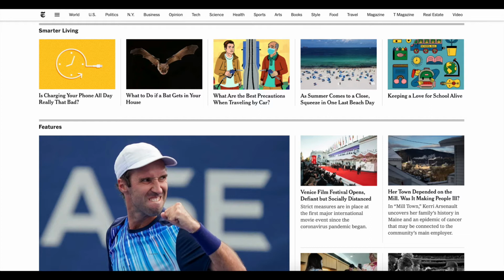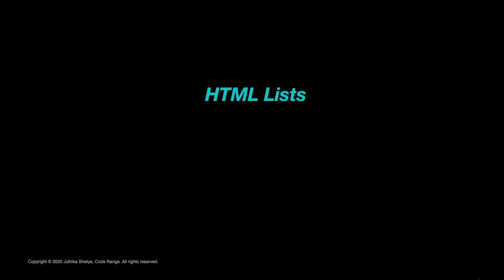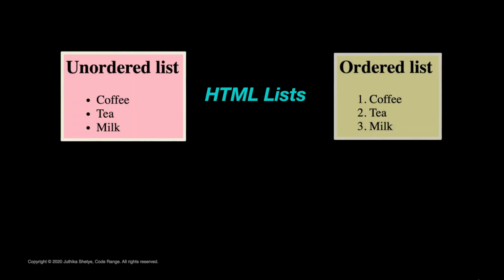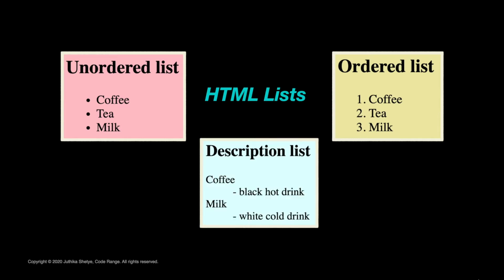Or when you go to pages with lots of photos and headlines to click on to get to more content, they are all lists. In HTML, there are three kinds of lists: unordered lists, ordered lists, and description lists. These HTML lists allow web developers to group a set of related items in lists.